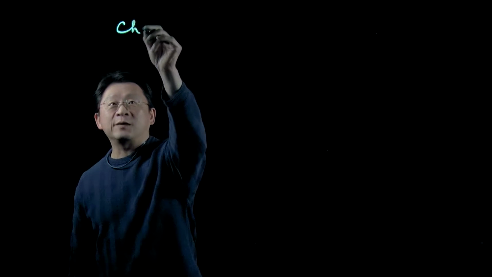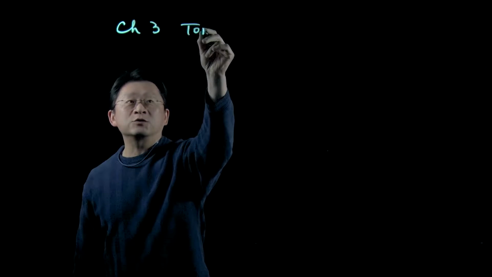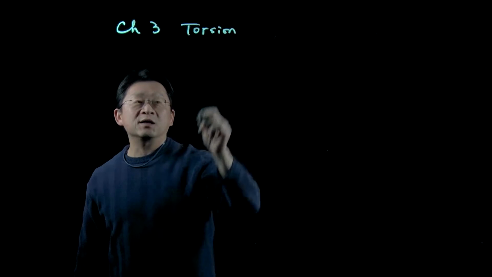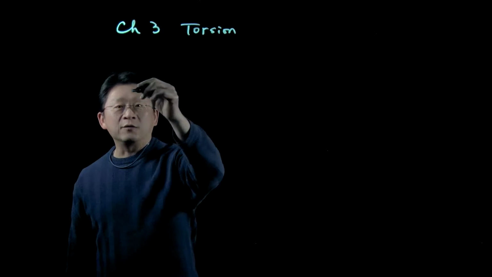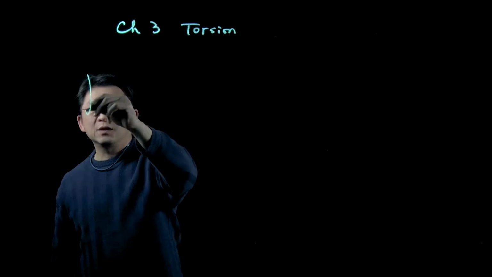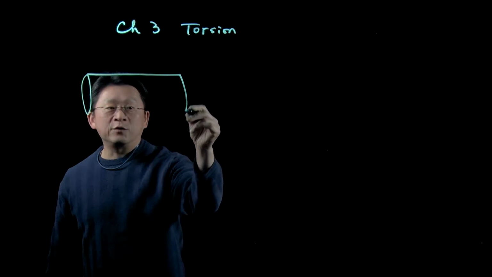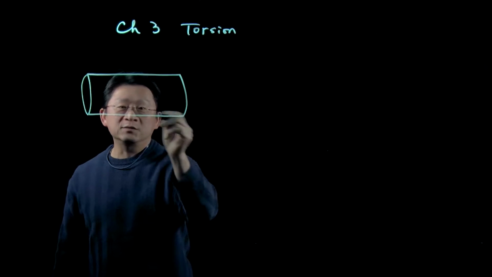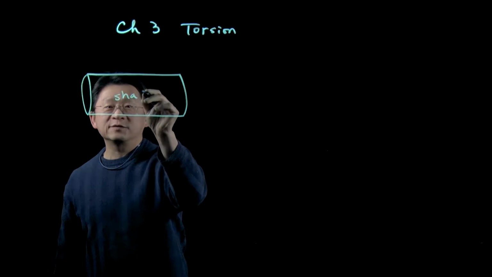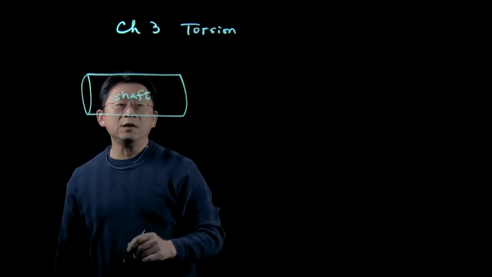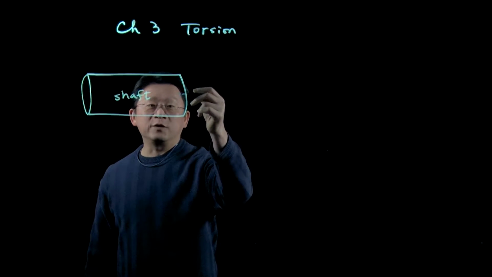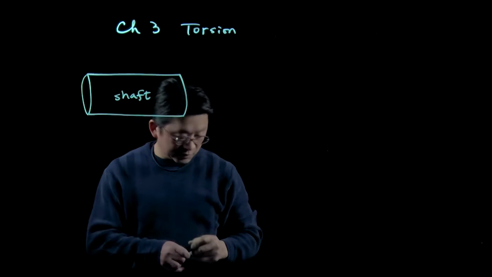Today, I'm going to give you a 5-minute heads up about Chapter 3, and the topic is torsion, which is the second loading type for the materials we're going to study. The material model we're going to use to describe it is called the shaft. For the shaft, we have loadings at the two ends.